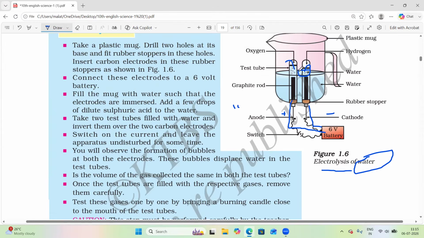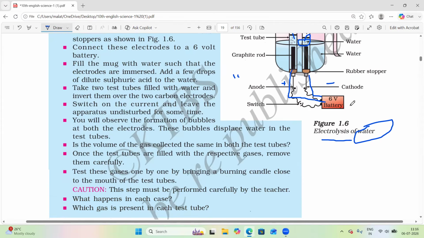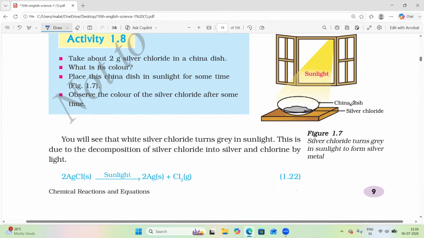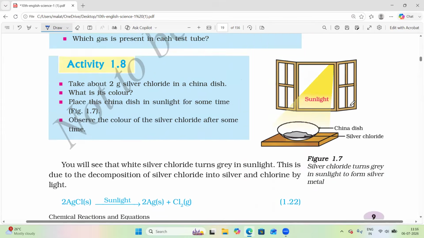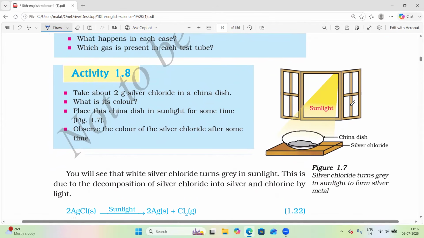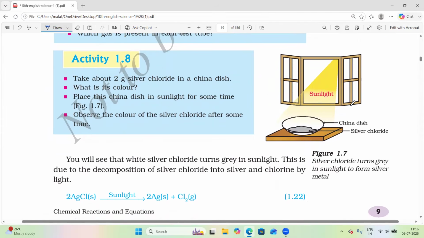No. Why? Because the ratio of hydrogen and oxygen in water, H2O, itself indicates 2 is to 1. The formula of water is H2O. So we never get the same portion of hydrogen and oxygen if you use electricity to break the H2O. You will not get equal portions of hydrogen and oxygen gas.